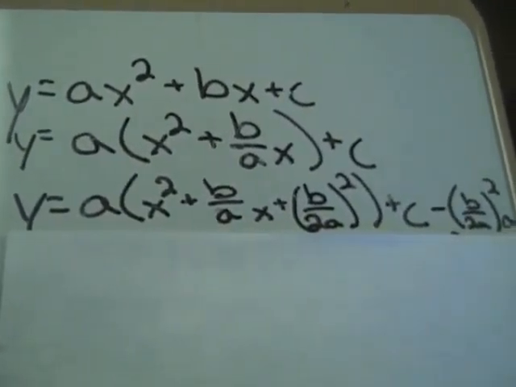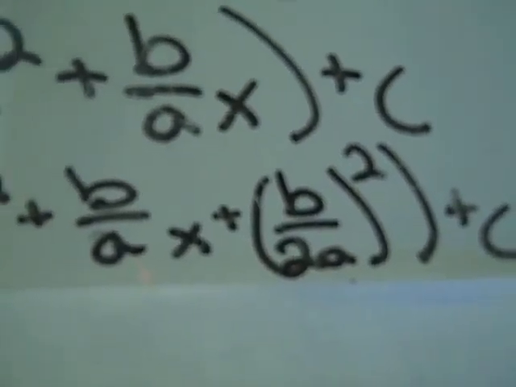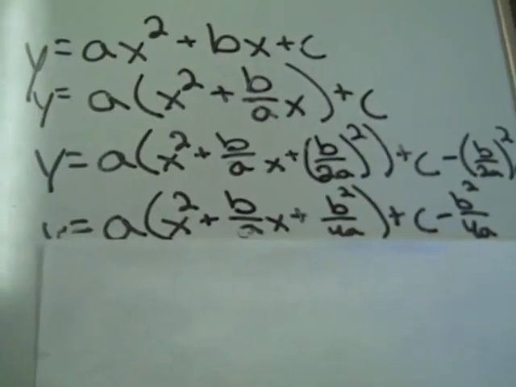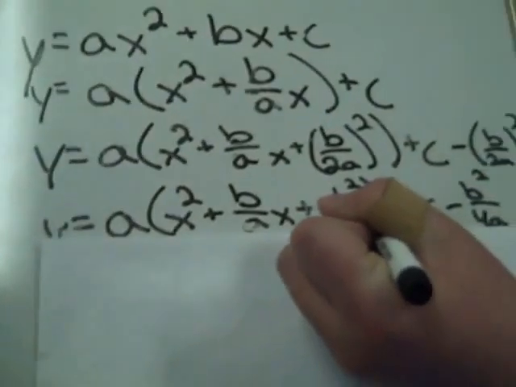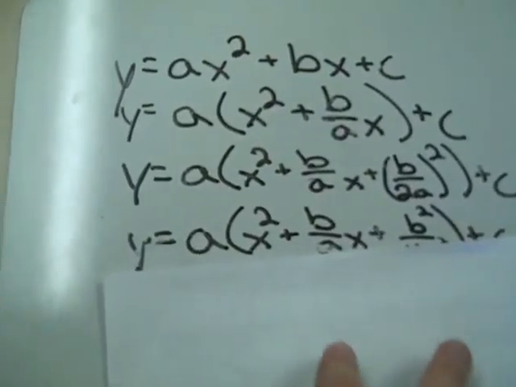Next, you need to take half of b over a and square it and add it as the third number inside the parentheses, which is b over 2a squared. Then you need to multiply that by the coefficient outside of the parentheses, which is a, and subtract it outside of the parentheses. So you're subtracting b over 2a squared times a. This is just that in a more simplified form, where you have a times x squared plus b over a x plus b squared over 4a squared, plus c minus b squared over 4a.